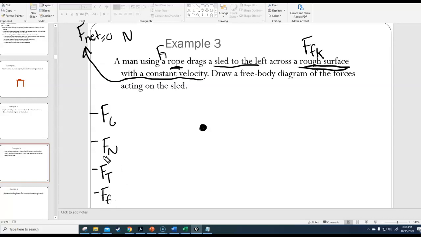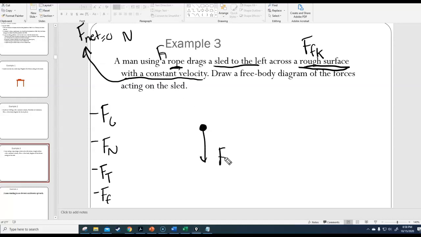Is there anything else? Okay, you might say, well, isn't there an applied force? Well, the force is being applied by the rope. So an applied force would be like the man physically putting his hands on the sled and pushing it. In this case, the force from the man is transmitted through the rope, so we just have tension. So what does this FBD look like?